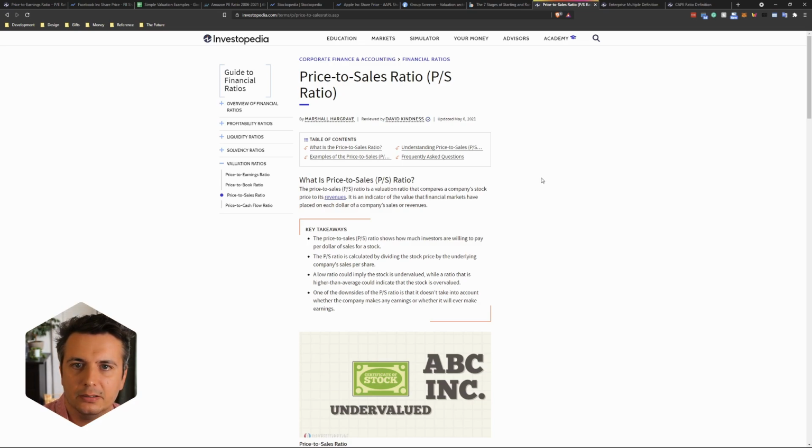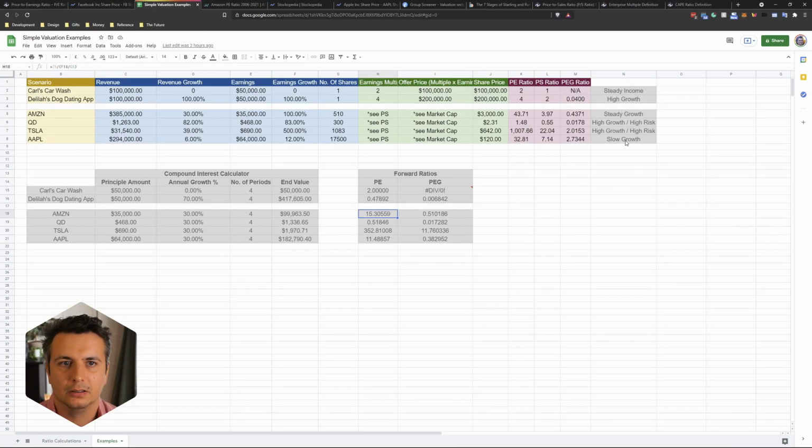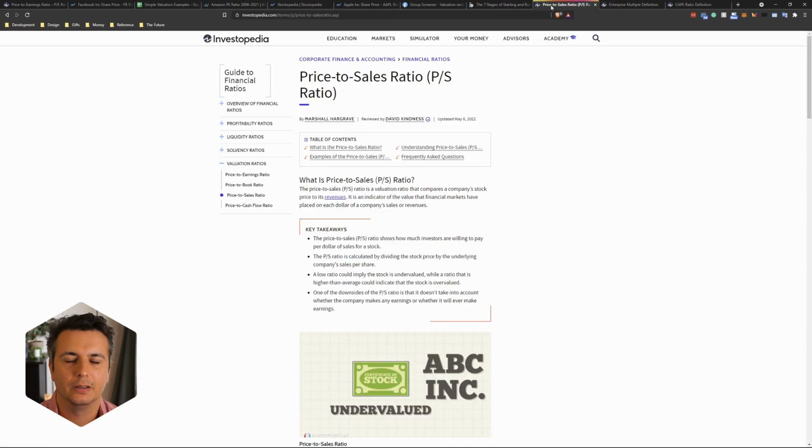So one is the price to sales ratio. You might have seen it in a few of the column over here and a few other places. The price to sales ratio is not exactly an alternative to the PE ratio. You would use it when you are working with a company that doesn't have earnings, or the PE ratio is very high because the earnings are very, very small.